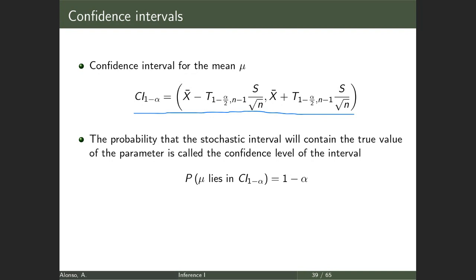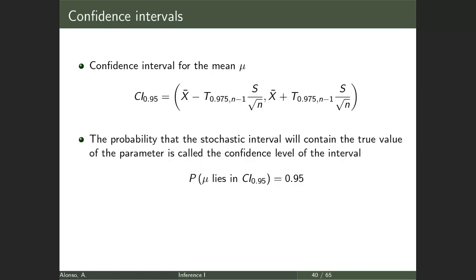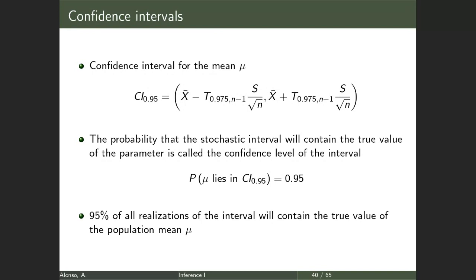Well, in this case, 1 minus alpha. And that means that if you multiply 1 minus alpha by 100, in that percentage of the cases, you're going to get a good interval. So here you have your intervals. You consider alpha equal to 0.05, then 95% of all the intervals generated by this algorithm are going to be right. Which one? We don't know.